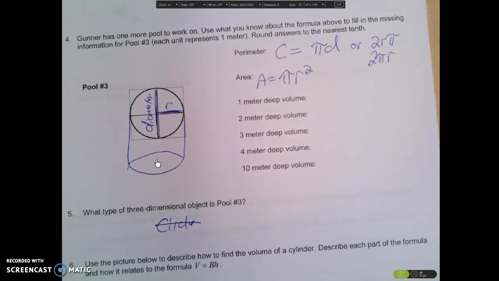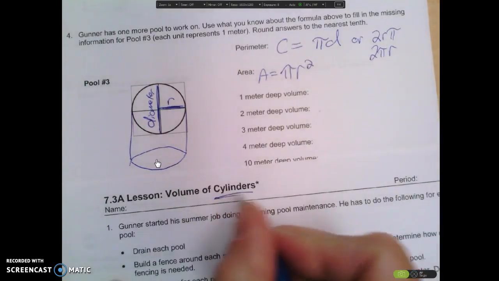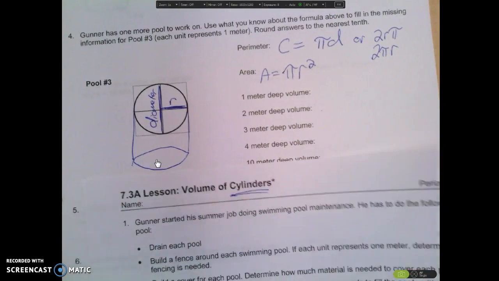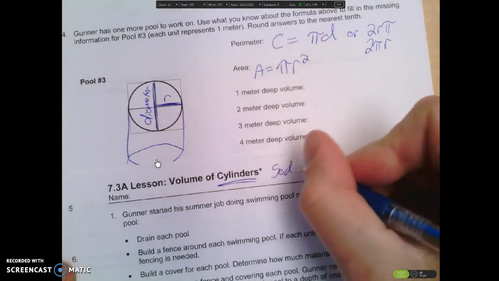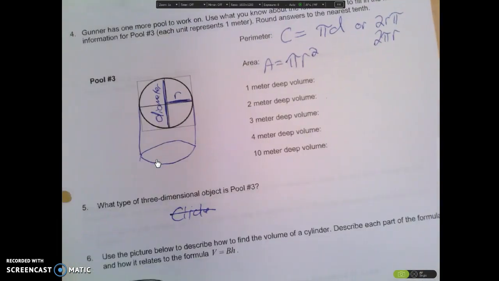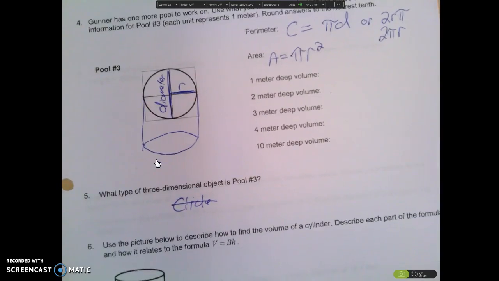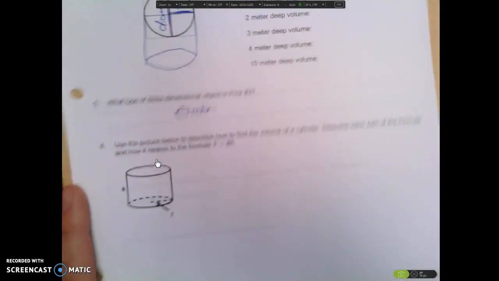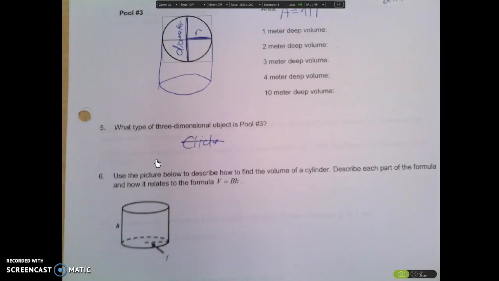It's called a cylinder. Soda can. That's it. It's a soda can. Cylinder. It's a circle that has height to it. And the cool part is that there's really no new formula that you have to memorize.